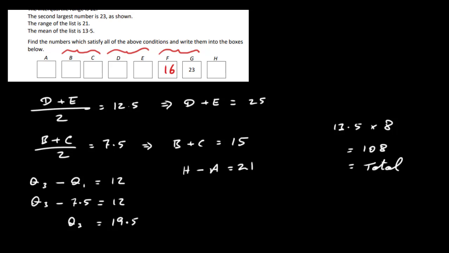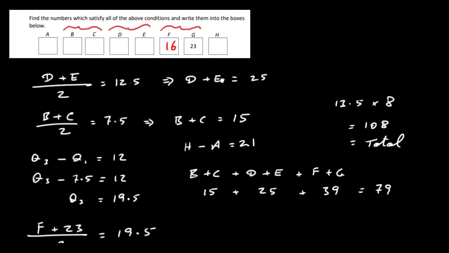B plus C, so what I'm going to do really is B plus C, which is 15, put that here, plus D plus E. D plus E is 25, plus F plus G, which is 16 plus 23, 39. So if we add all of those up, we get 79.